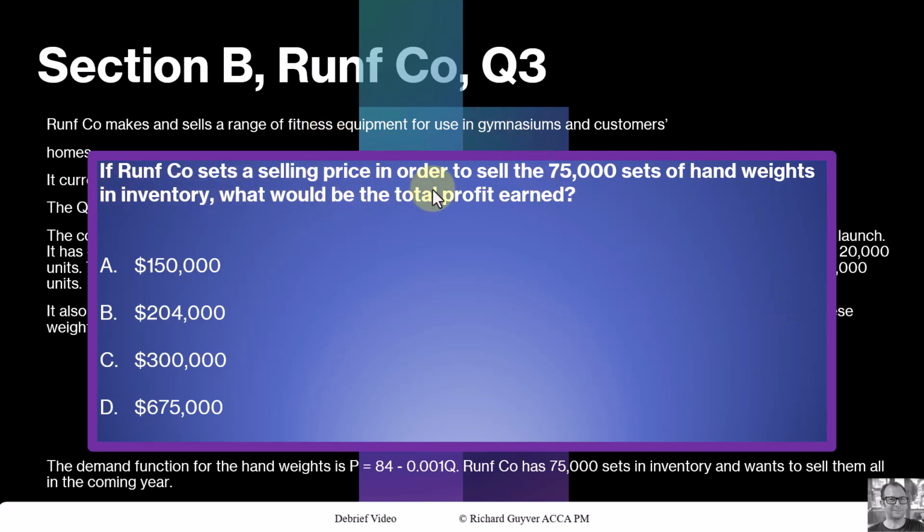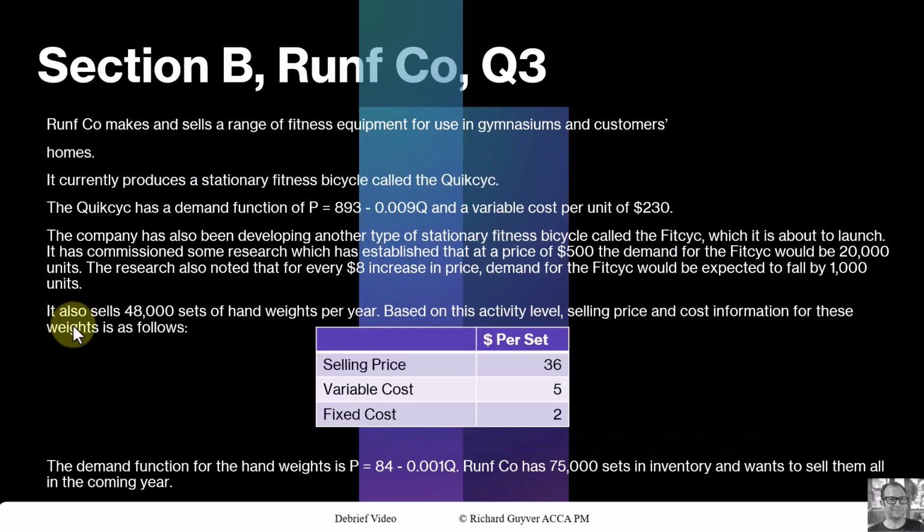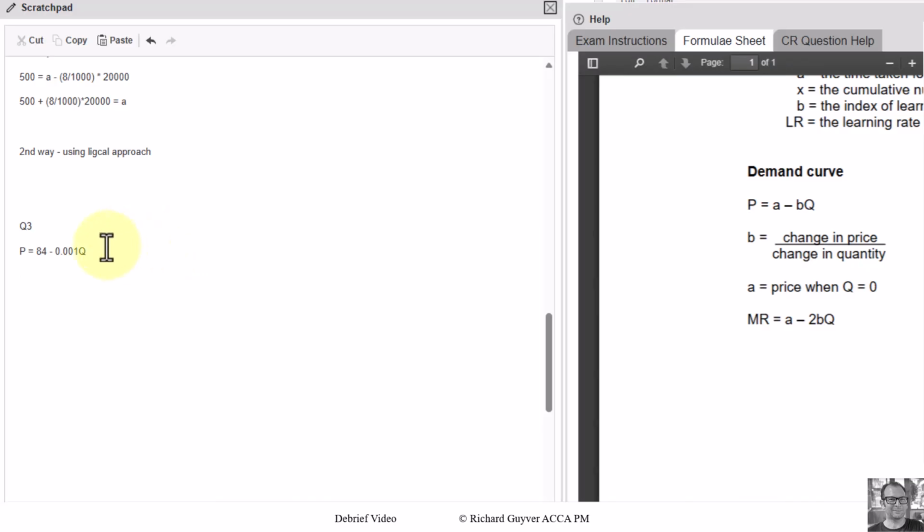If it sets a selling price in order to sell the 75,000 sets of hand weights in inventory, what would be the total profit earned? So the weights were the bit at the bottom. It sells 48,000 per year at this selling price and variable cost and fixed cost. Here's the demand function, and it's got 75,000 sets that it wants to sell in the coming year. It gives us the demand function here in the question. And we want to sell 75,000, and so that means Q is 75,000.